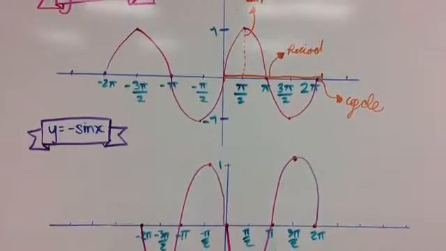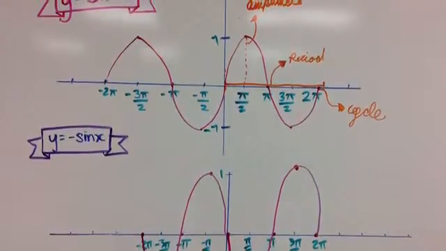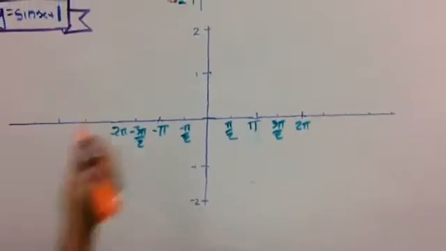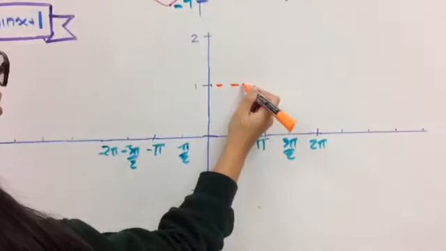Now let's look at the transformations that can occur on a sine graph. First, we have y equals sine x plus 1, which is a vertical translation of 1.